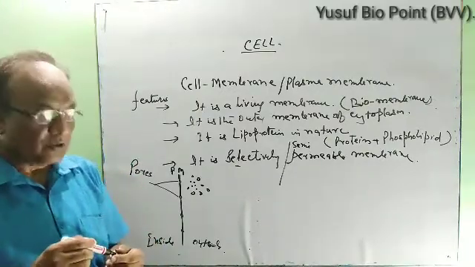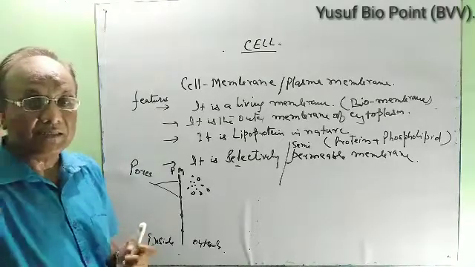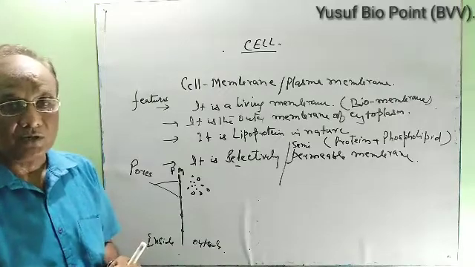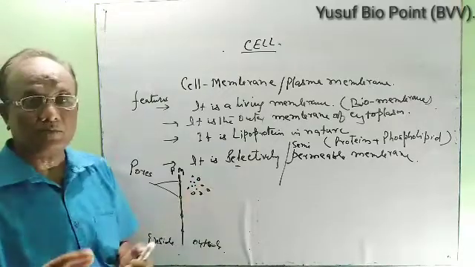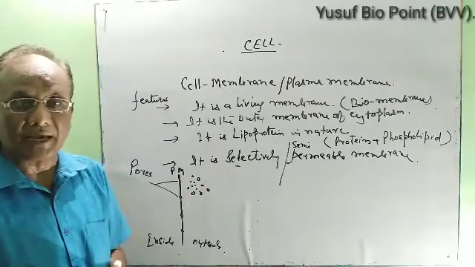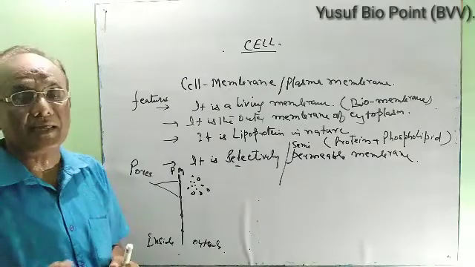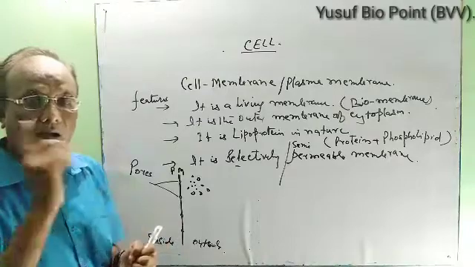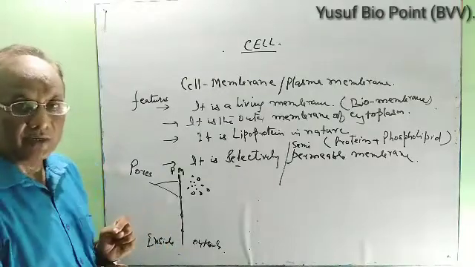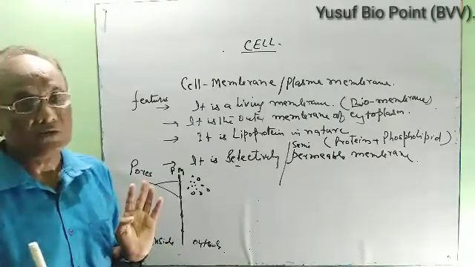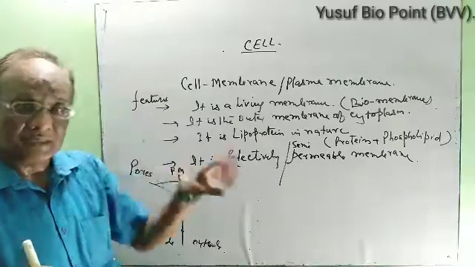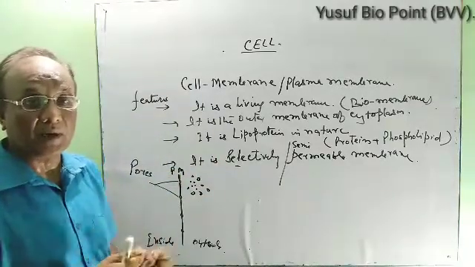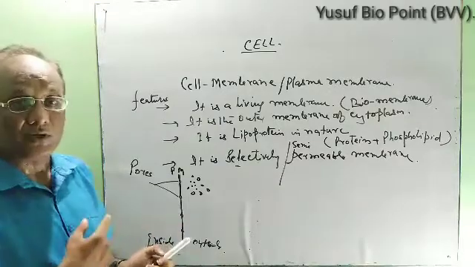Now the question is whether that is needed for the cell or not. Selective means it is not about what the size is, but rather whether it is needed by the cell. If it is needed, it can pass; if it is not needed, it cannot pass. So after selection, it allows the particles to go through itself.